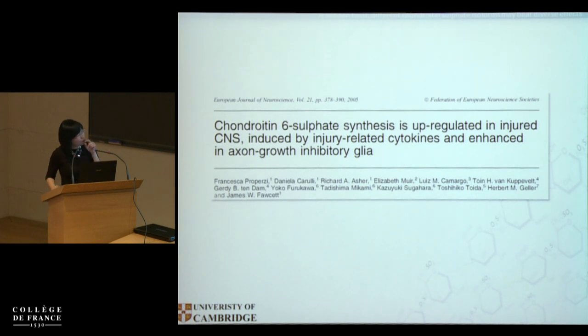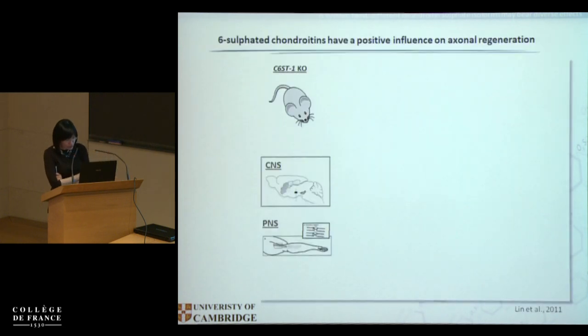At the time when we started looking at the role of the different sulfates in the nervous system, James had published a paper showing that chondroitin 6-sulfate is upregulated in the nervous system after injury. When we started this project, we were thinking that chondroitin 6-sulfate, because it is upregulated after injury, and because there's no regeneration after spinal cord injury, must definitely be a very, very bad guy. And our experiments have shown that we were very wrong in this assumption.